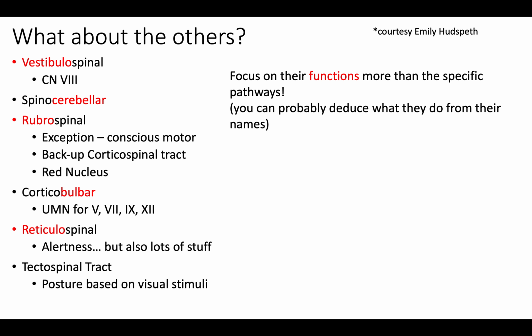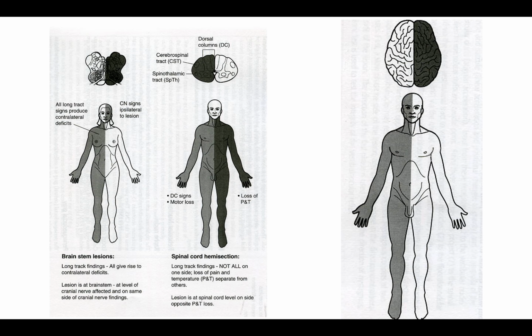And rubrospinal, anything to do with the red nucleus, once again, that's kind of a balance issue as well, and can help with conscious motor. So I'll go ahead and leave this slide up just for y'all's reference. And then here's kind of my way of shotgunning different spinal lesions.